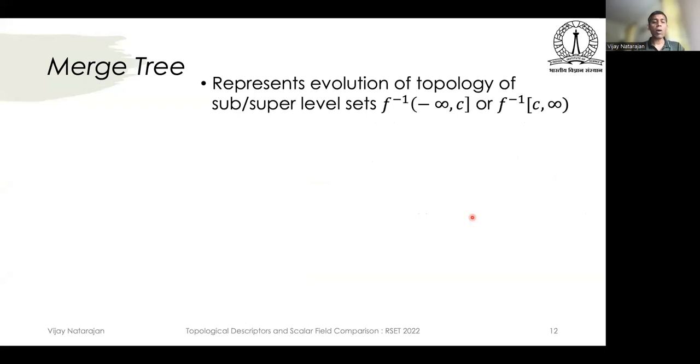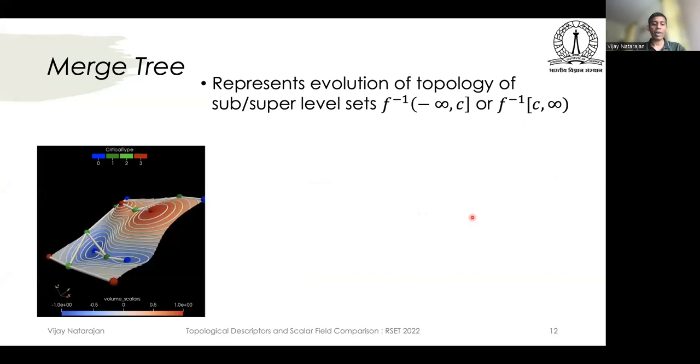So let's talk about the topological structure descriptor of interest to this talk, a merge tree. Similar to the contour tree, the merge tree also represents evolution of topology, but now of sub or super level sets. So a sub-level set is the pre-image of the interval -infinity to c, and the super level set is the pre-image of c to infinity.